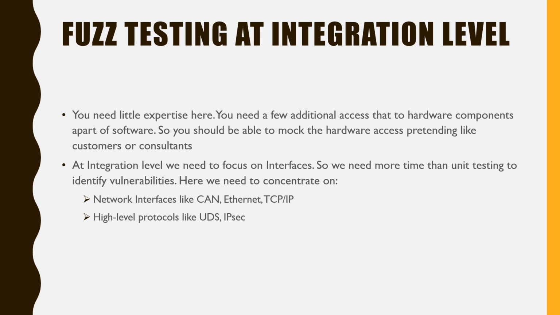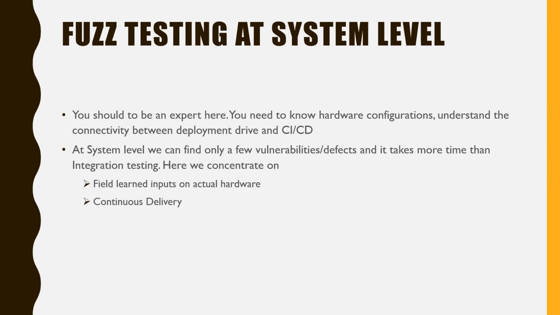What interfaces will an automotive system have? The network interfaces like the CAN interface, Ethernet, TCP/IP, and high-level protocols like UDP or IP security. If you consider these as the interfaces to test, then you can find the bugs. It takes a little more time when compared to unit testing, but it takes less time than system testing. So we have covered unit testing and interface testing.